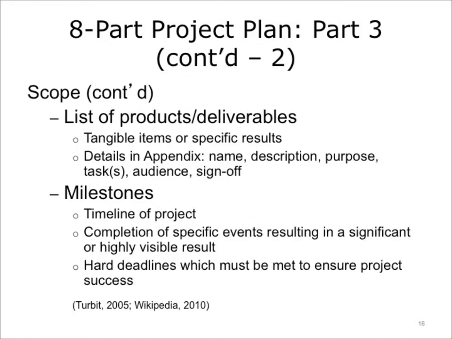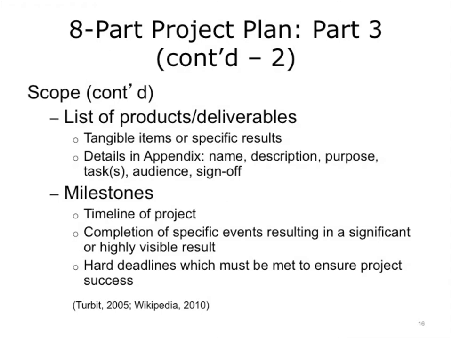The deliverable scope of the project is a complete listing of the products and/or other deliverables expected. These could include tangible items, as well as specific results resulting from the project's completion. Every project plan should have a deliverable scope. It should include a list of these deliverables, oftentimes with more detailed explanations of each deliverable, which may be contained within the project plan's appendix.